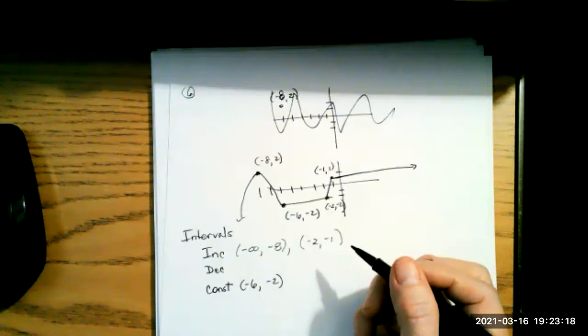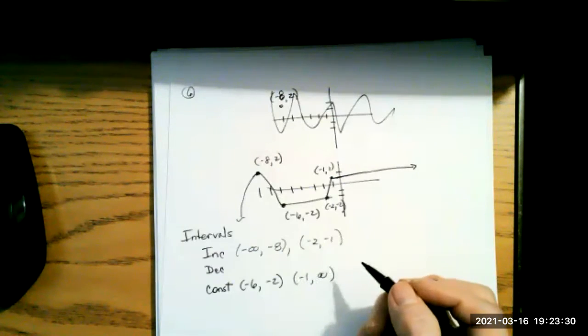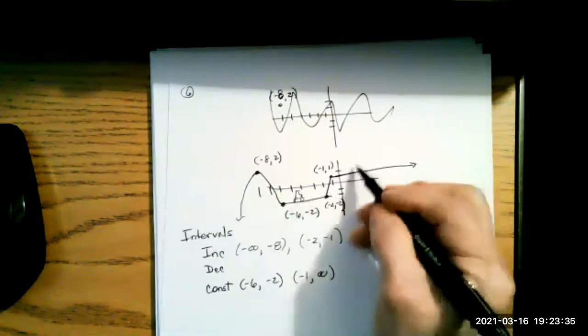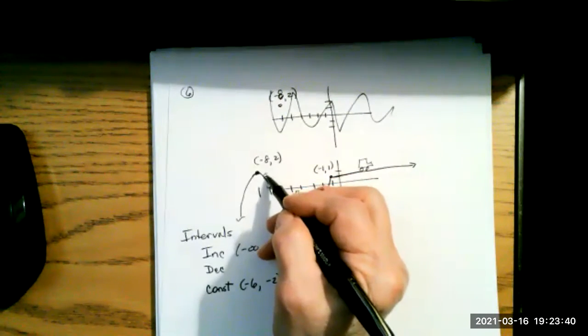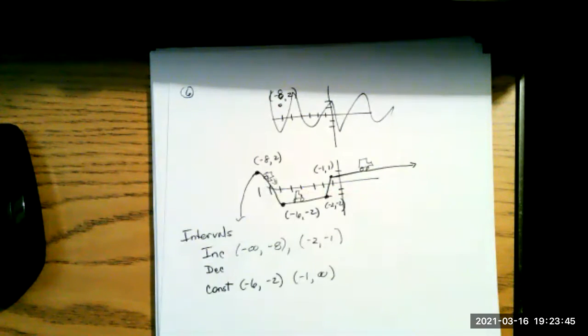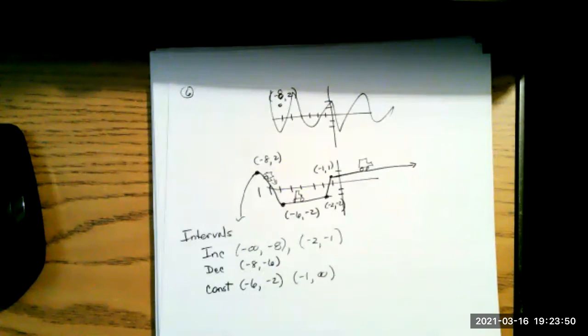We did constant. Well, there's another constant in there. -1 to positive infinity is another constant. We have two constants on there. There's one here, and there's one here. How about downhill? Do we have any decreasing ones? -8 to -6. Very good. Okay. I really think that you guys can do that without any problem.